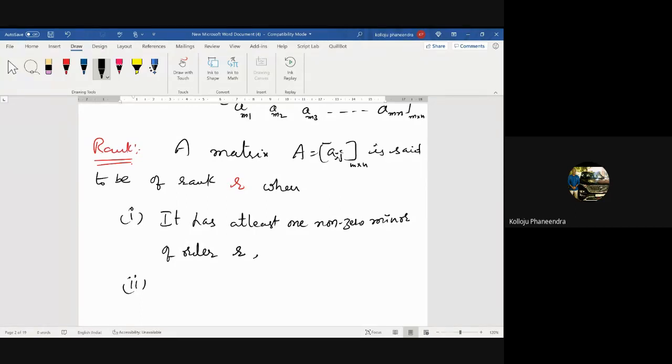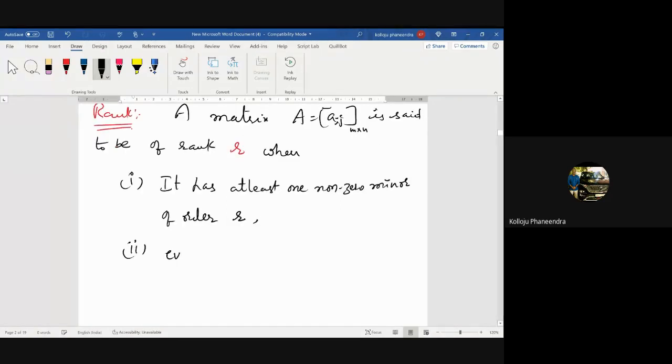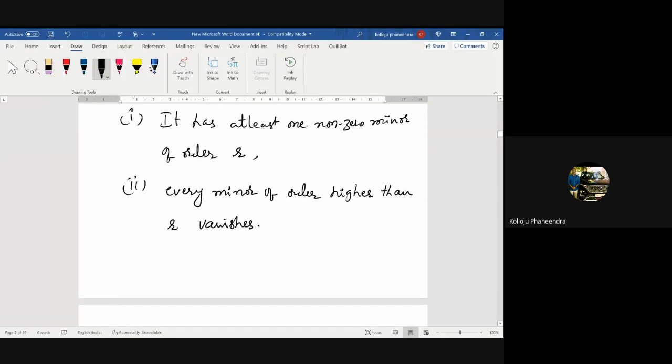And another one: every minor of order higher than R vanishes. Every minor means each determinant. Higher than R means what? Let me write the conditions first, then I will explain each point with an example. These two conditions together mean the matrix has rank R.